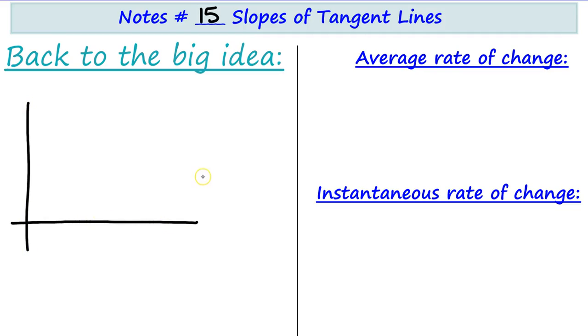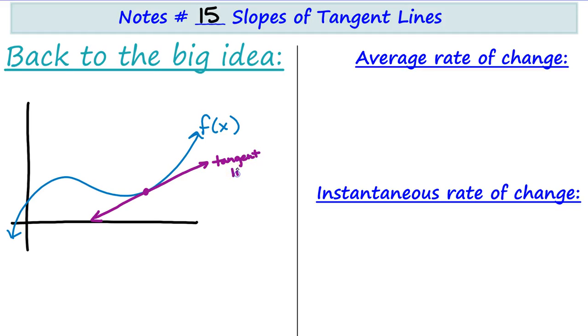So we have some function, whatever it's doing, and we're interested in knowing the rate of change of that function at a particular point. So to get the rate of change, we need to know the slope of the tangent line at that point. But you can't get the slope of a line with only one point.